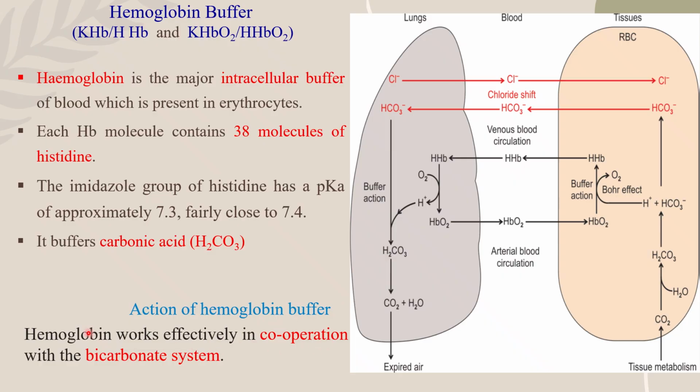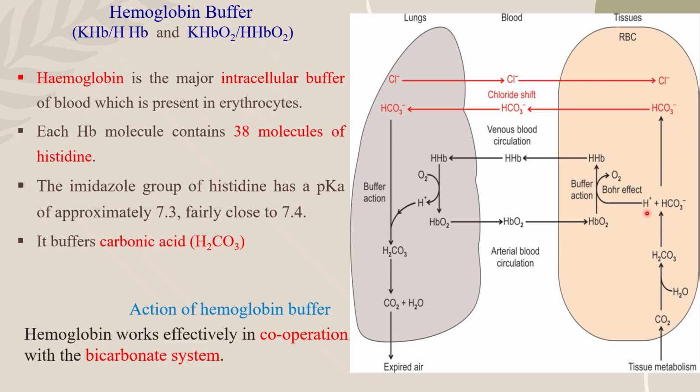Hemoglobin works effectively in a non-incorporation with bicarbonate system. So we can see here, try to understand: this is the lung, this is the blood, and these are the tissues. In the tissues, as a consequence of a lot of metabolism, there is production of carbon dioxide, which associates with water to generate carbonic acid, which is broken up into H plus ion and bicarbonate ion.